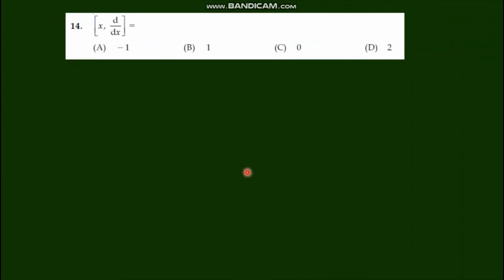Next question. The commutator [x, d/dx], the value is: minus 1, 1, 0, 2. How can we do this question? This commutator has no meaning by itself, so we have to apply some function to it. [x, d/dx] of f(x) means x into d/dx of f(x) minus d/dx of x into f(x). That is the expanded form of this commutator.